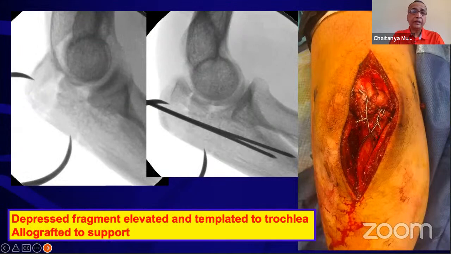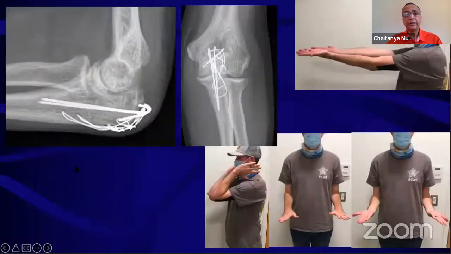So here we are, we elevated this depressed fragment and we templated it to the trochlea, we grafted behind it and then fixed it with a tension band. I tend to use 2 figure of 8s, and there you've restored anatomy. Now if you notice, there's another tension band here because there was comminution right here. In these small fragment comminutions, I use this tension band technique a lot, where I fix it with threaded K wires and then supplement it with a figure of 8.